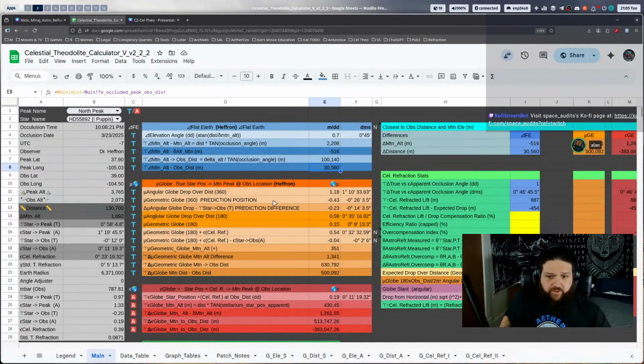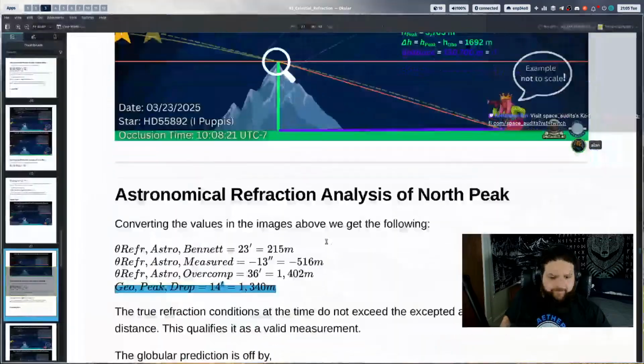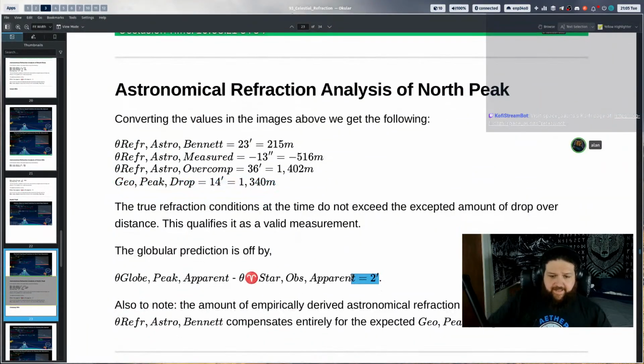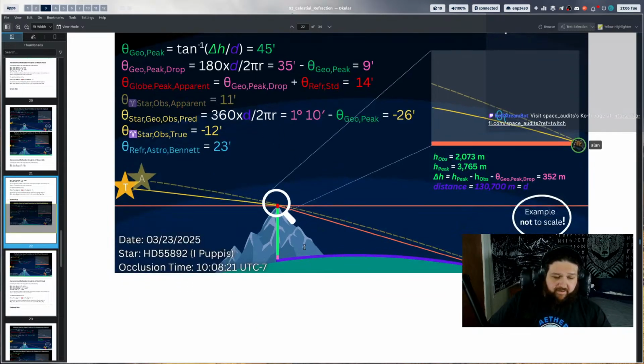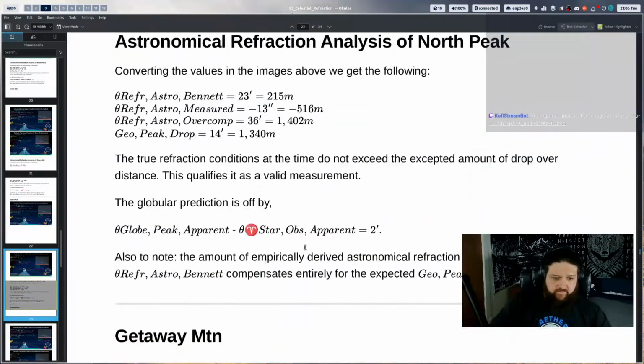So I think we went over everything for that. Now in terms of apparent position, they're off by 2 arc minutes. So simply looking at the peak at the time of occlusion is not going to work here. They predict the refracted peak is even higher than the apparent. So they're untenable.